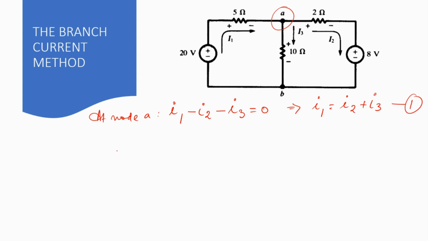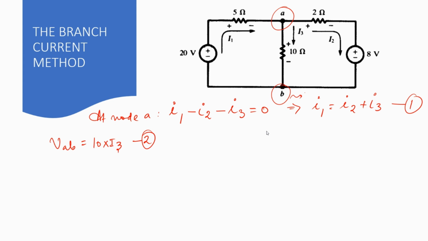Now, if we consider the voltage across the terminals AB, that would be VAB. Applying Ohm's law, considering that B is my reference node and the reference being 0 volts, I can say VAB is nothing but 10 into I3. So this is going to be my second equation.